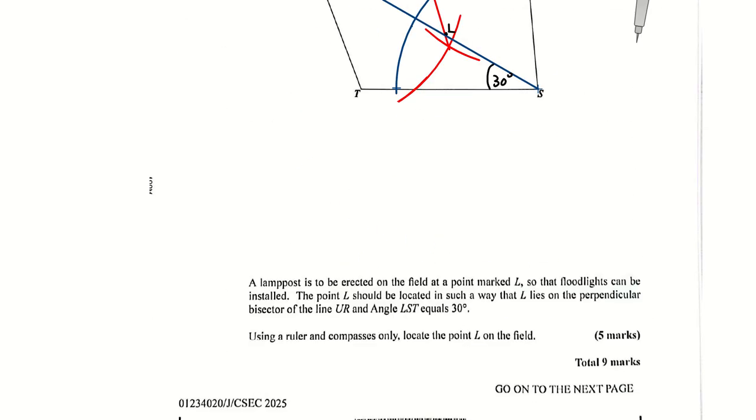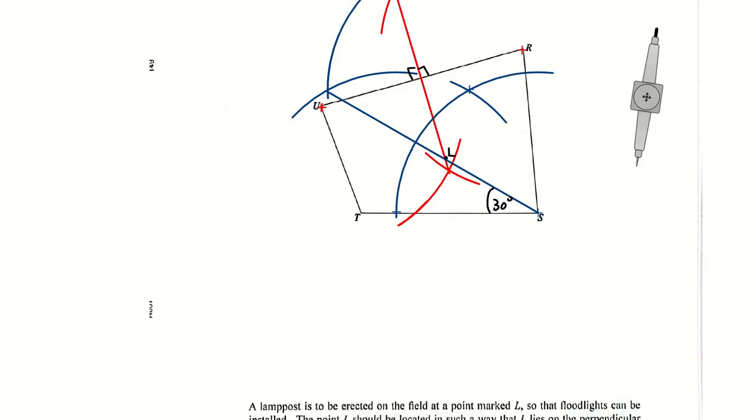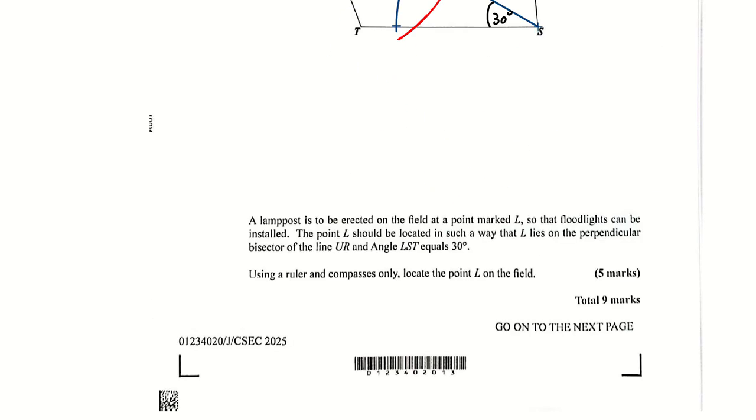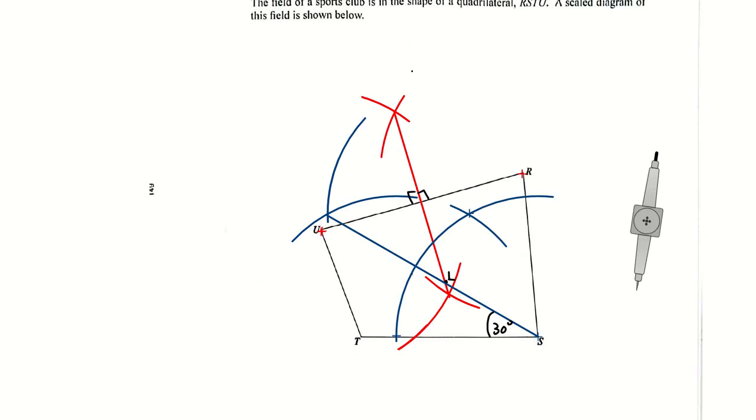And you do need to show all these arcs and stuff, because they did say using a ruler and compass only locate point L. So they are looking for those lines where your perpendicular bisector is and where your 30 degrees is at. They are looking for that.